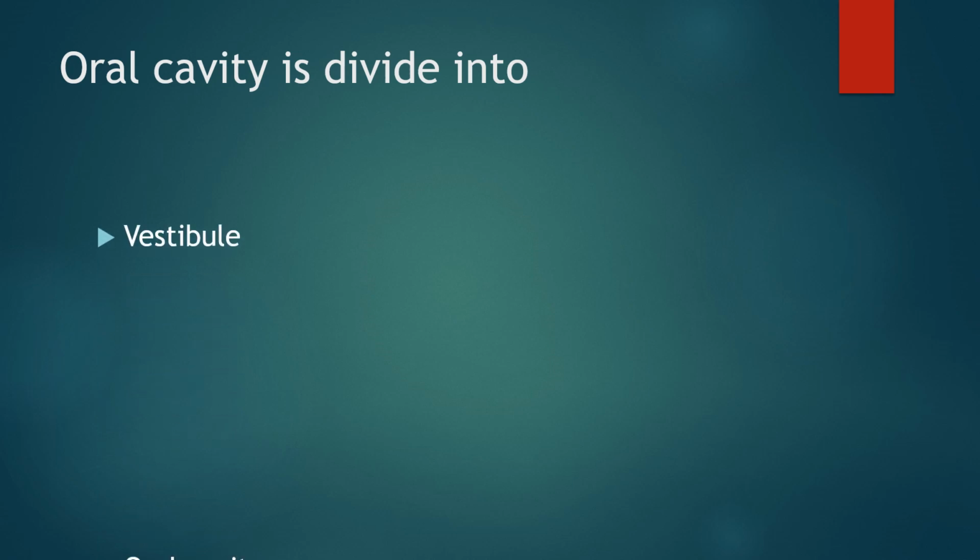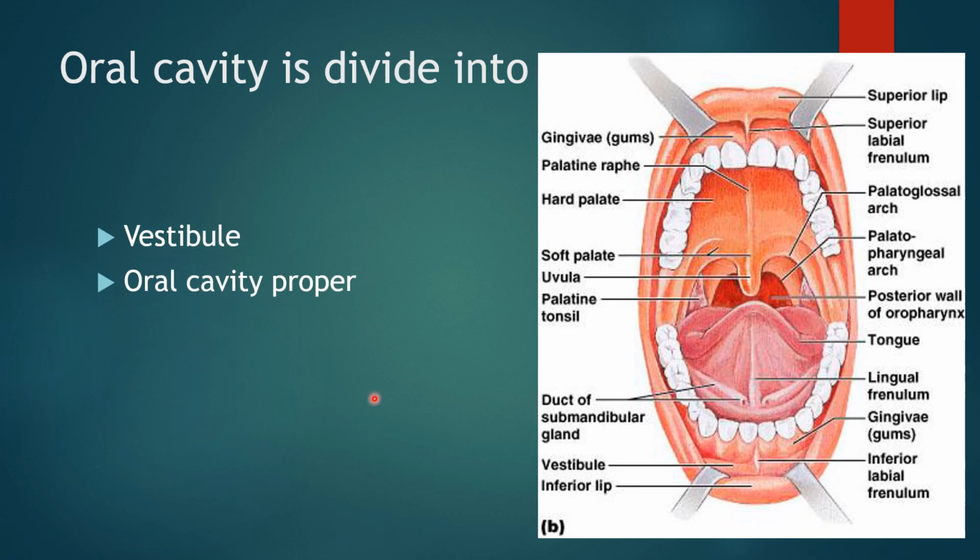So the oral cavity is divided into the vestibule and the oral cavity proper. The oral cavity proper is the part which is covered on each side by the teeth, on the superior side by the hard and soft palate, and on the inferior side by the tongue. And the vestibule is the area of the oral cavity which is present in between the teeth and the lips and cheeks.